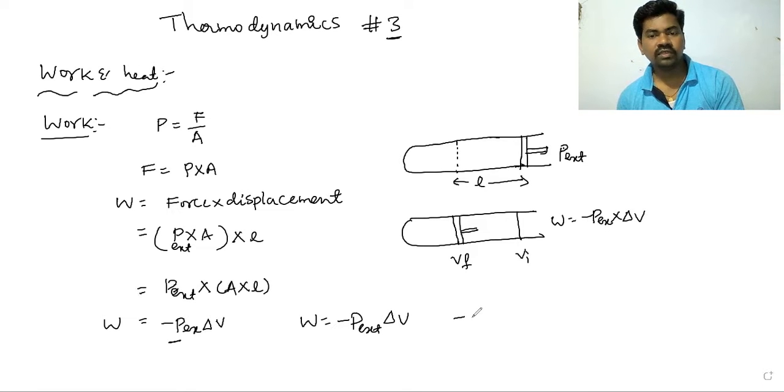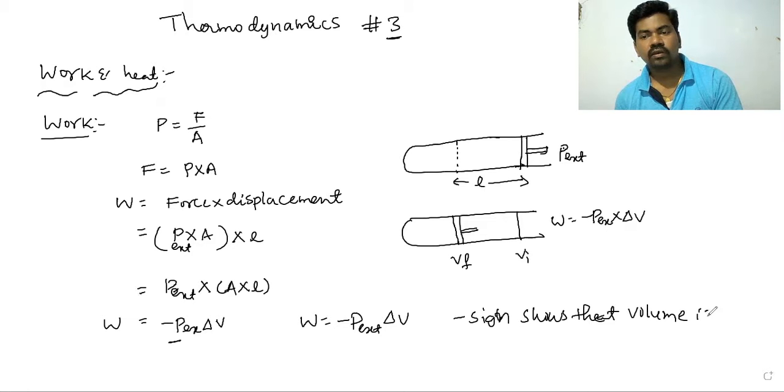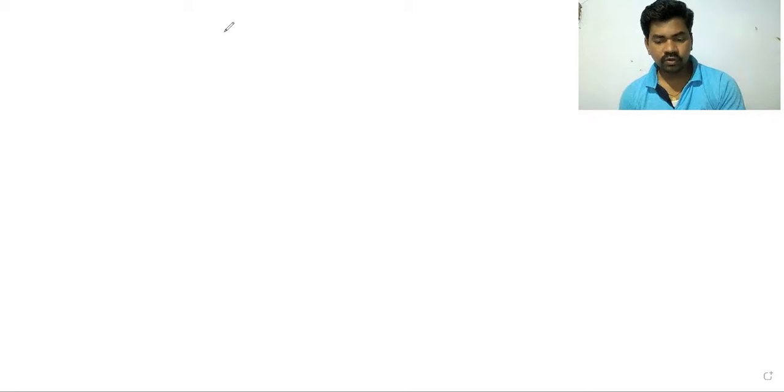Here the minus sign shows that the volume is decreasing. So the formula is W is equal to minus P external into delta V.